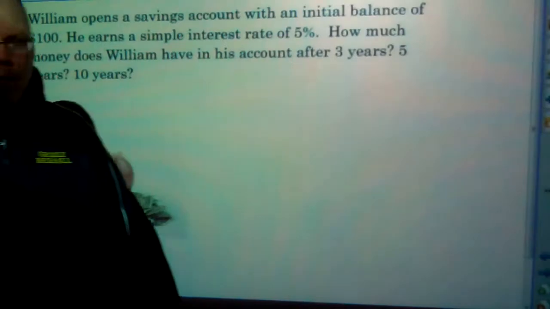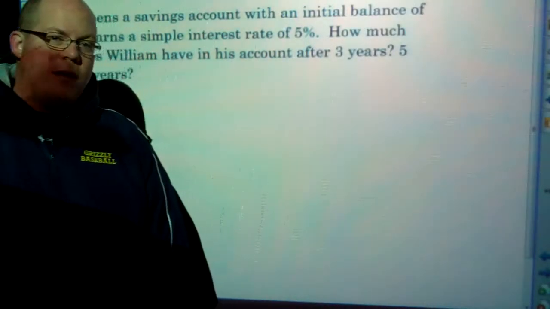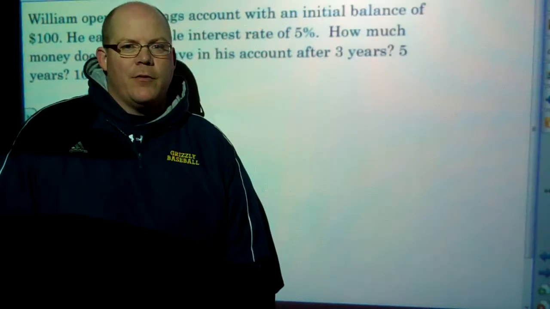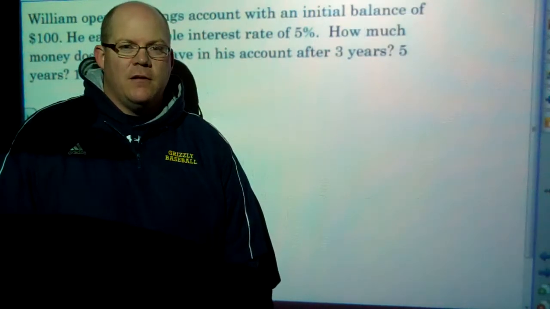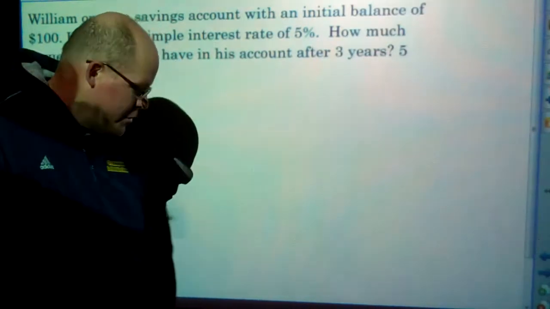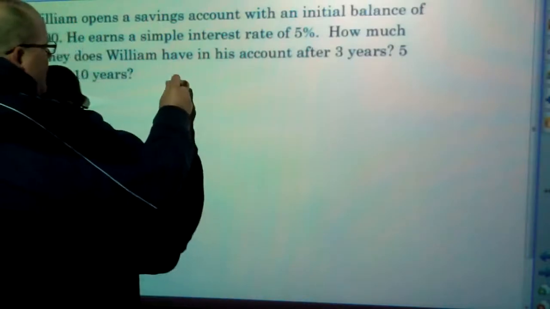All right, so in this situation, we all have savings accounts. We put money in our savings account, and interest rates at savings accounts are not typically pretty high. It's a pretty safe investment. You're not going to see yourself earning a lot of money back. So let's go ahead and set up the formula. It's going to be I equals PRT.